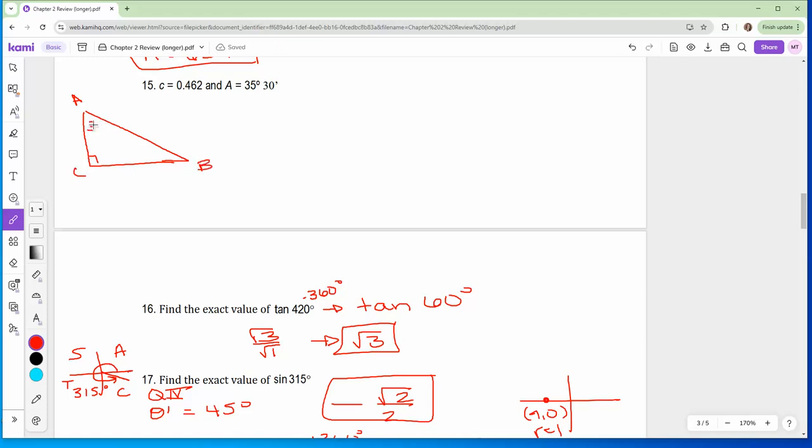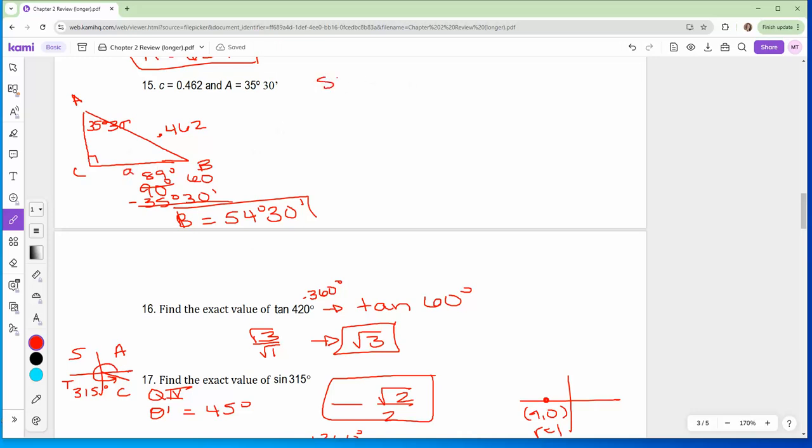So if this is 35 degrees, 30 minutes, side C is 0.462. To get B, we have to do 90 minus 35, 30. So this is like 89 degrees, 60 minutes. If you subtract those, 89 minus 35, we get 54 degrees, 30 minutes. And then set up trig functions.